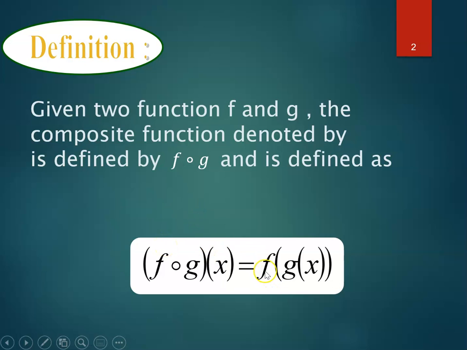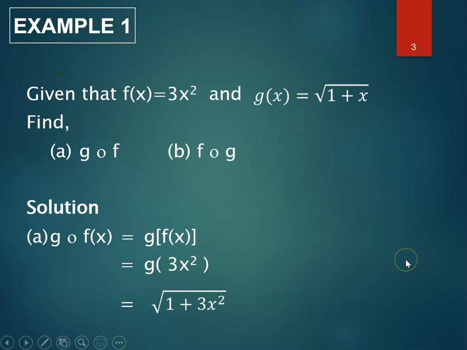For example, here we have f and g. G is the back term. So you're going to substitute g function into the f. Let's see the first example. Given that fx equal to 3x squared and gx equal to square root 1 plus x. So now you have to find a, g dot f, and also f dot g.